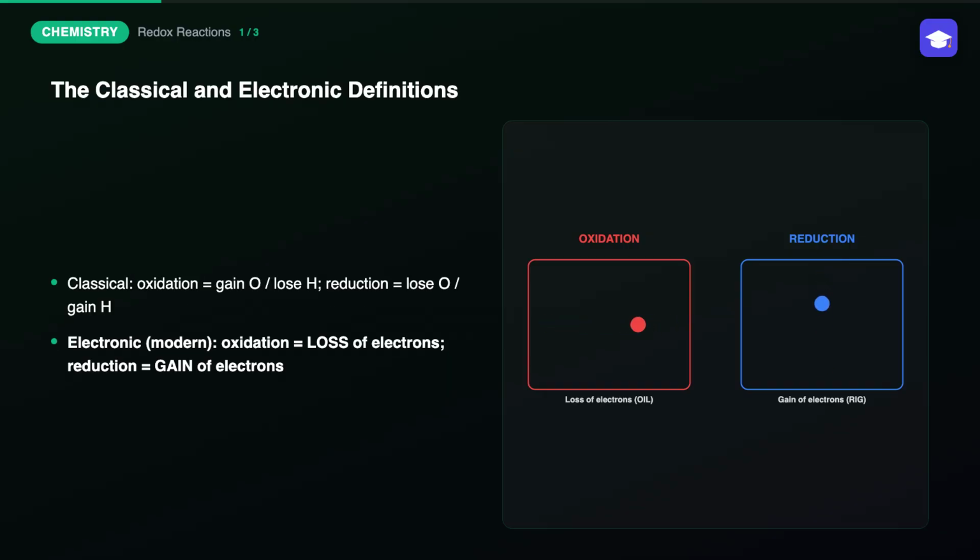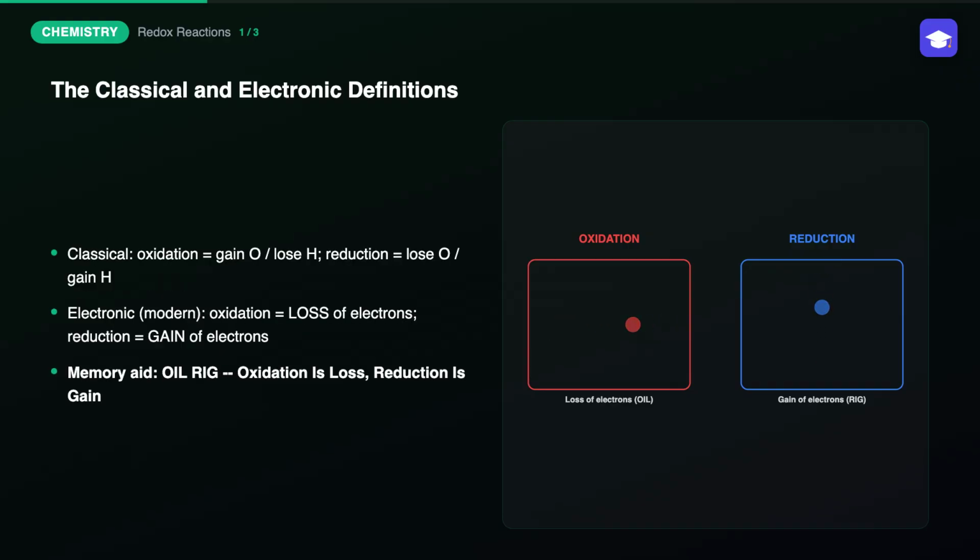This original definition worked well for combustion and simple inorganic reactions, but proved too limited for reactions without oxygen or hydrogen at all. The modern, more powerful electronic definition instead describes oxidation as the loss of electrons by a species, and reduction as the gain of electrons.